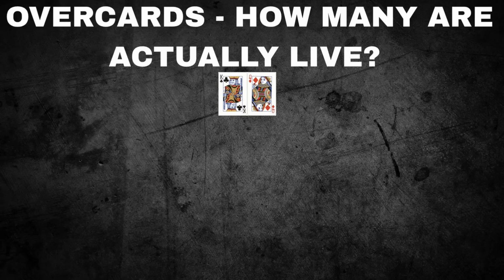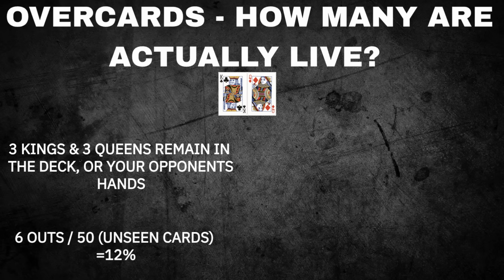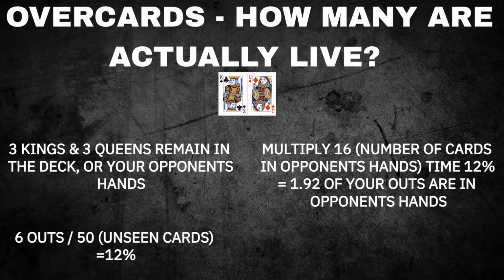There are 4 kings and 4 queens in a deck. You're holding one of each. That leaves 3 kings and 3 queens for a total of 6 outs. There are 50 unknown cards, and in a 9-handed game, 16 of those 50 cards are in your opponents' hands. So what's the average number of your overcards they hold? To find out, we divide 6 by 50, which equals 12%. Then multiply 16, the total number of unseen cards in opponents' hands, times 12%, and you get 1.92.